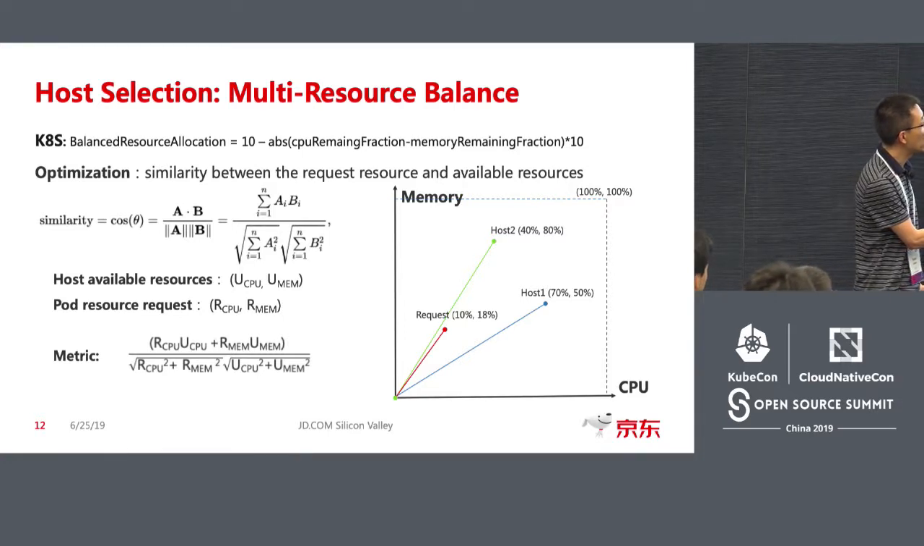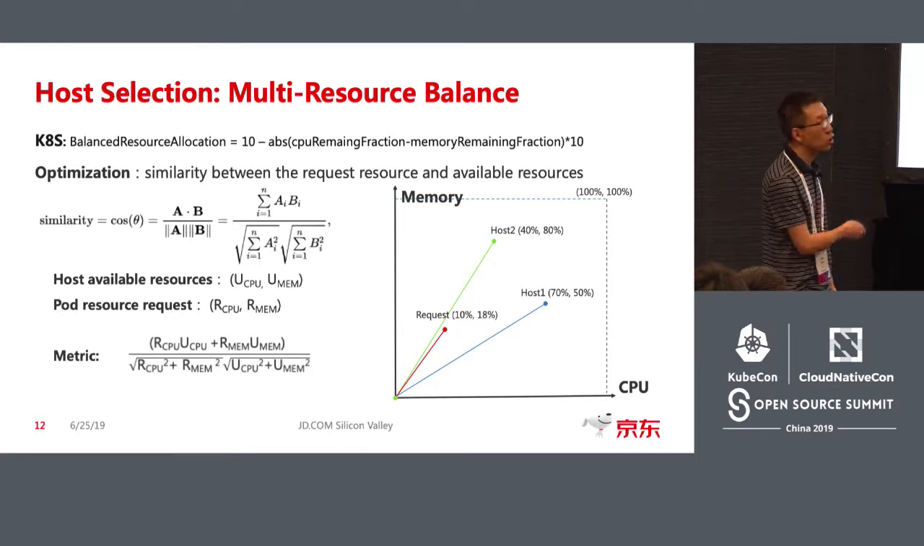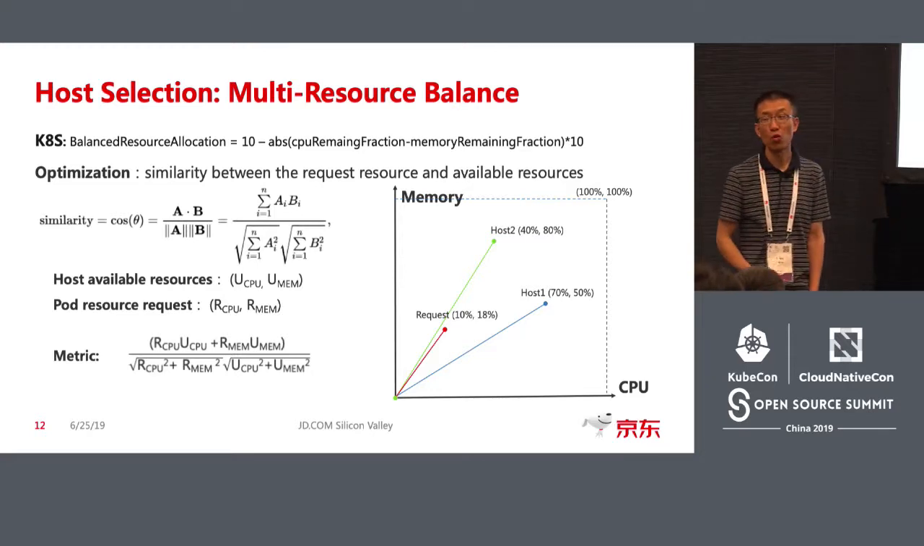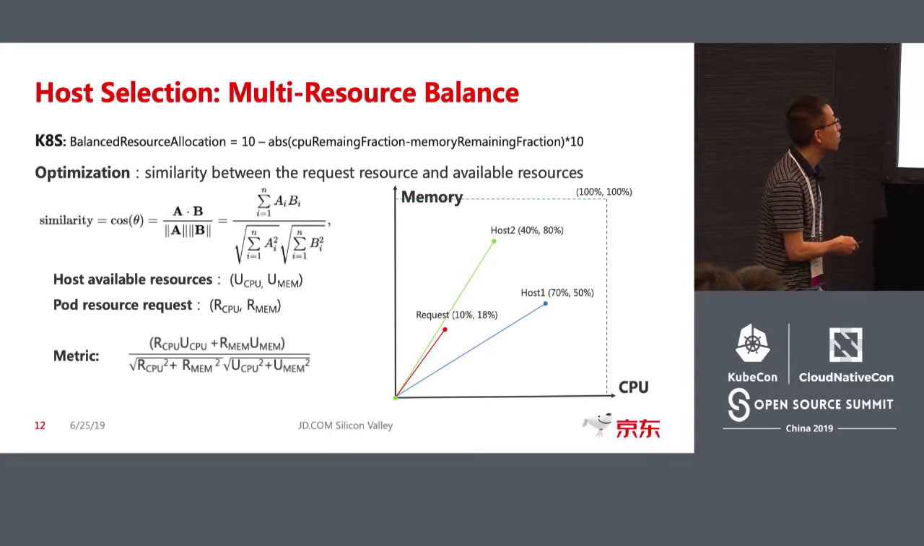Host one has 70% CPU and 50% memory remaining, and the second has 40% CPU and 80% memory. We want to migrate containers that need 10% CPU and 18% memory, and we will calculate it. So traditionally, maybe we can put it on host 1. It will be better and more balanced. But our idea is that if the remaining fraction can match the requested remaining fraction, then it will be better.